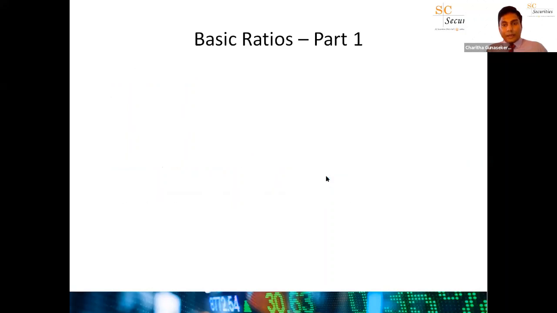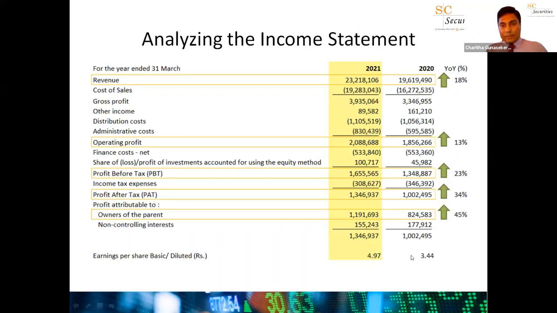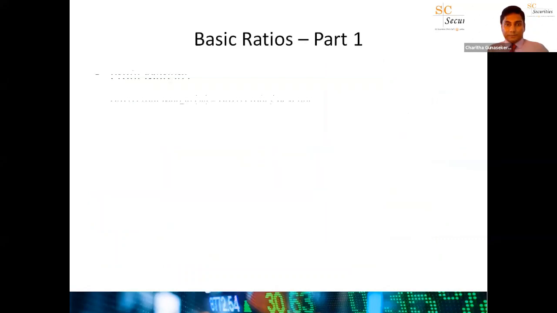So there again, what you can do is calculate the EPS and see whether there has been EPS growth. There has been EPS growth: last year 3.44, this year 4.97 rupees. Now this can also be used as a basic indicator to gauge how much of a dividend this company is capable of paying. This is not the only way to look at it, but this is one indicator that you can use.